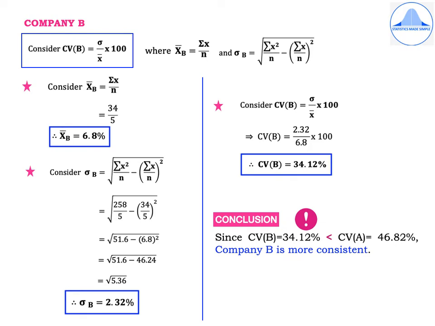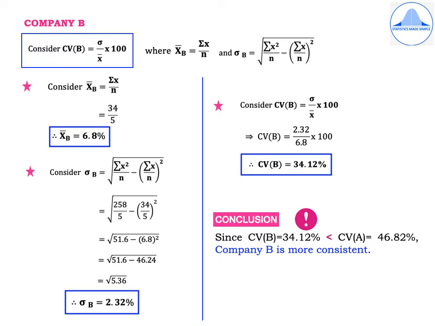For company B, in a similar way, write the formula CV of B is equal to sigma by x bar into 100, where x bar B is equal to summation x by n and sigma B is equal to root of summation x square by n minus summation x by n the whole square. So first calculate x bar B using the formula summation x by n. Now use summation x, which is there for company B, which is equal to 34 by 5. So you get x bar B equal to 6.8%.